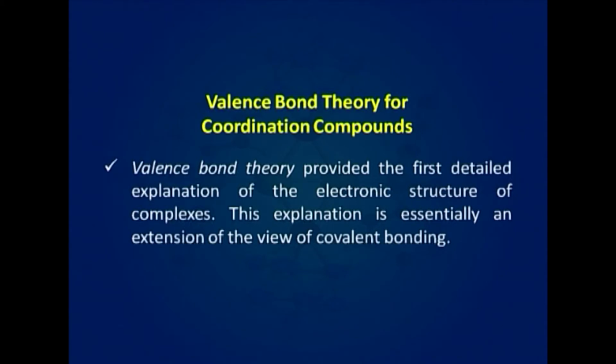This explanation is essentially an extension of the view of covalent bonding. According to this view, a covalent bond is formed by the overlap of two orbitals, one from each bonding atom. In the usual covalent bond formation, each orbital originally holds one electron, and after the orbitals overlap, a bond is formed that holds two electrons. In the formation of a coordinate covalent bond in a complex, however, a ligand orbital containing two electrons overlaps an unoccupied orbital on the metal atom.